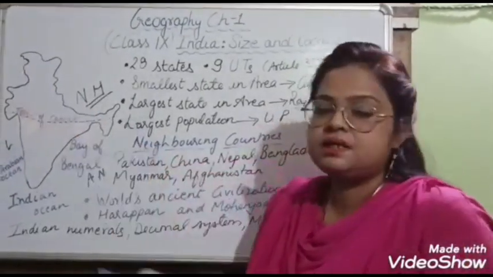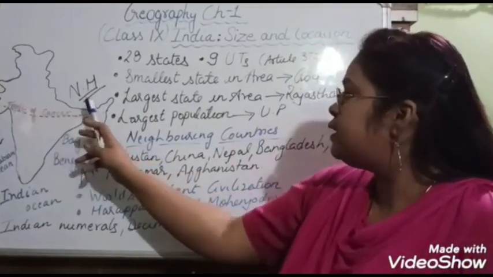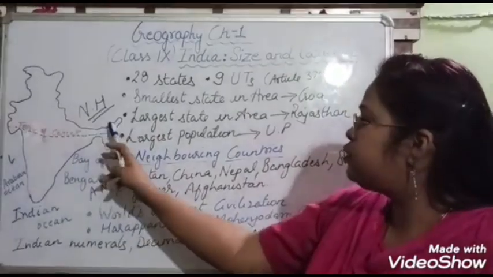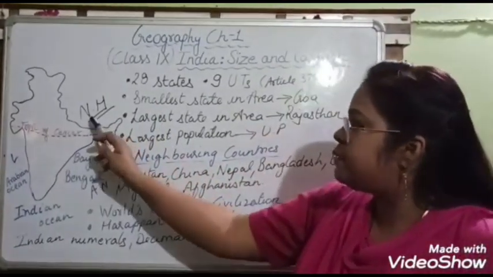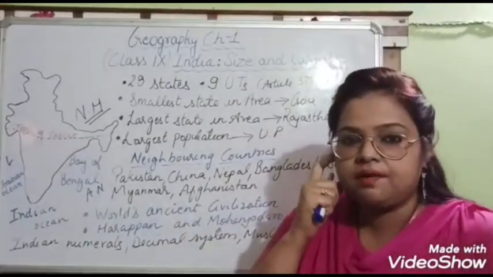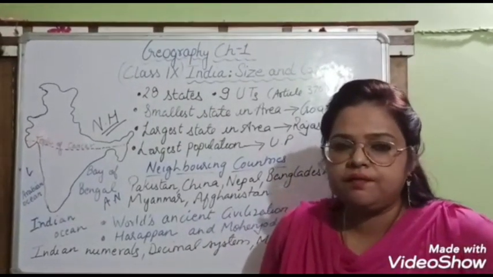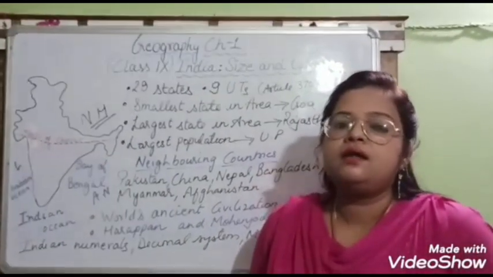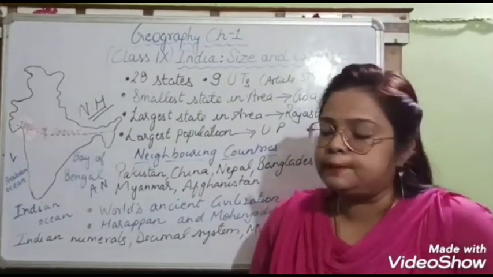Pakistan and Afghanistan are on this side, China this side, Nepal this side, Bangladesh this side, and Bhutan also this side. Myanmar is over there, and Sri Lanka is at the southern tip. These are our neighboring countries, and we have good relations with them, which is good, so that in good or bad times the countries can help each other.